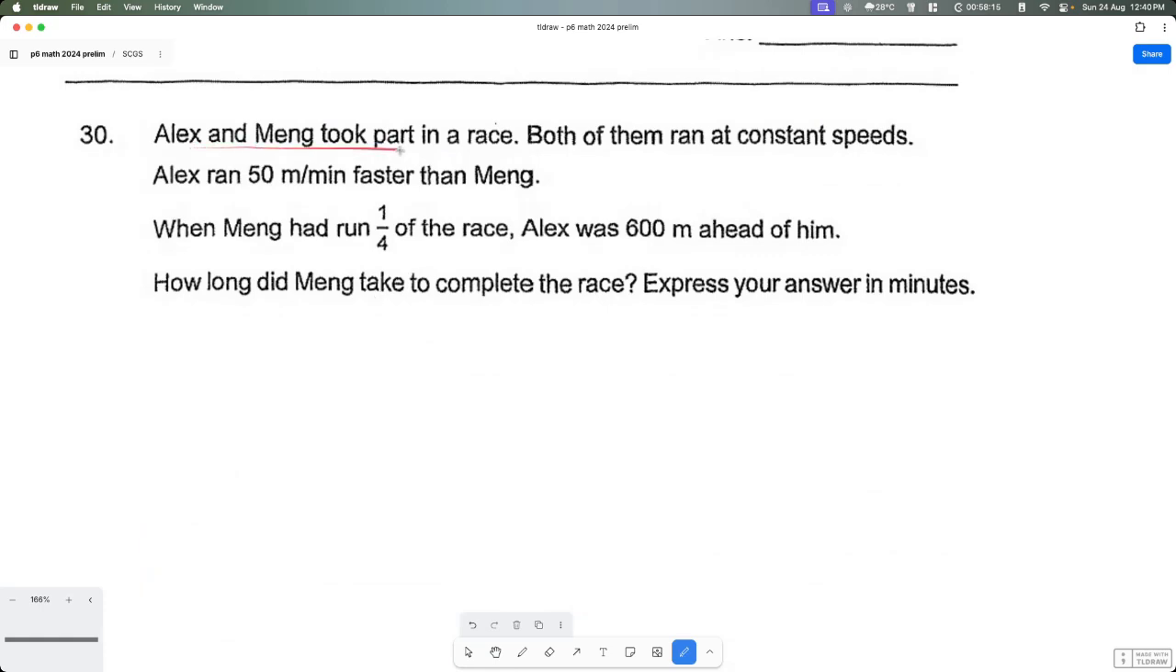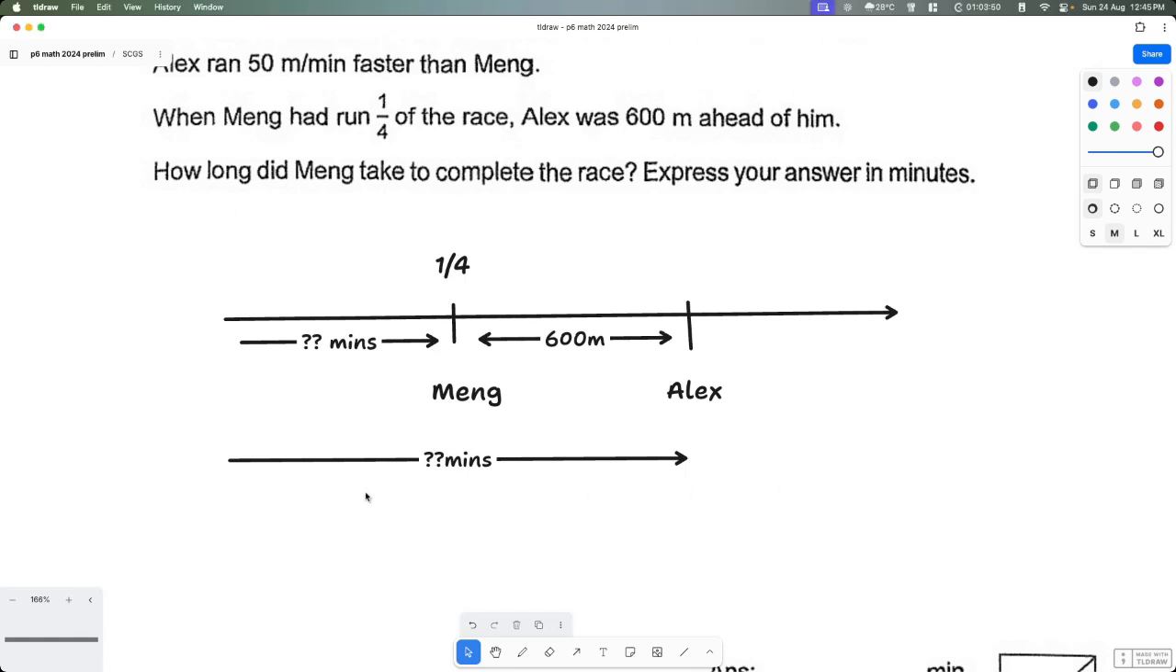So Alex and Meng took part in a race. Both of them ran at a constant speed. Alex ran 50 meters per minute faster than Meng. When Meng had run one quarter of the race, Alex was 600 meters ahead of him. How long did Meng take to complete the race? Express your answer in minutes. All right, so I draw a little bit something like this.